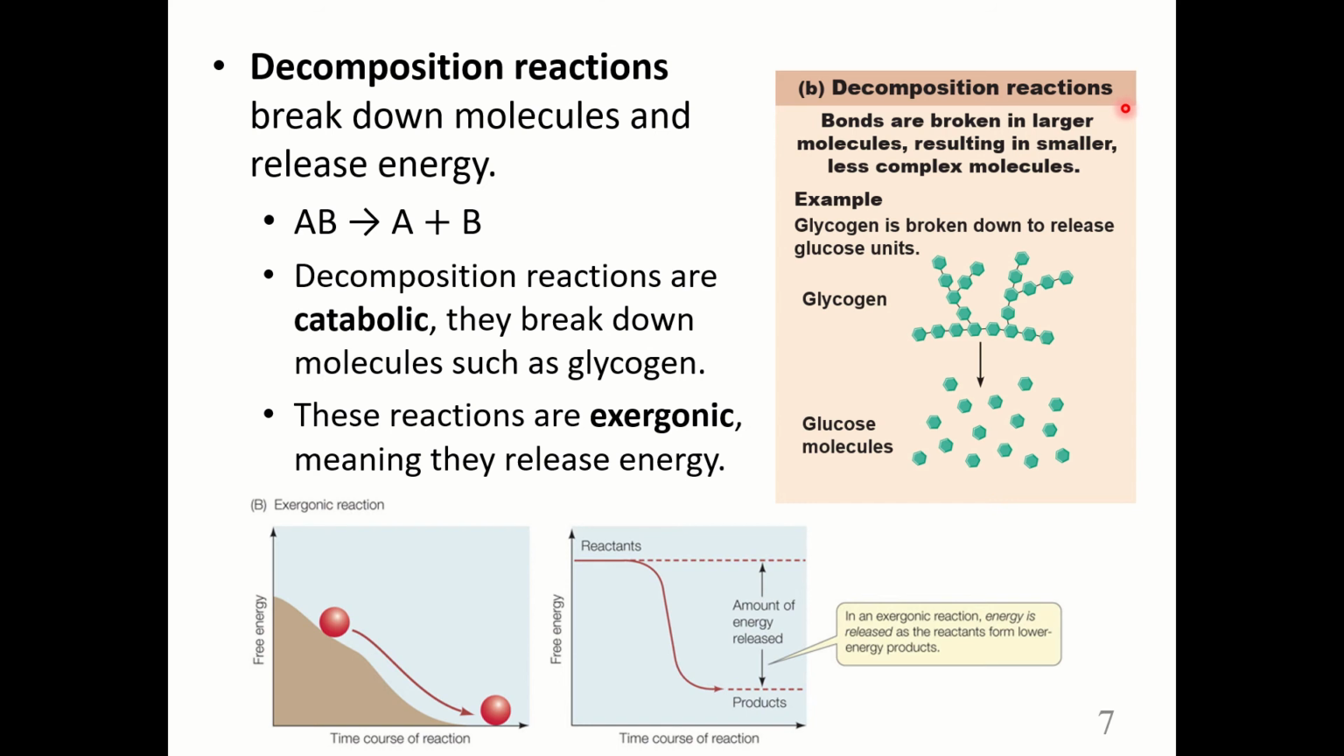In this example, decomposition reactions result when bonds are broken in large molecules, resulting in smaller, less complex molecules. In this example, glycogen is broken down to release glucose units. The glucose molecules can then go into a metabolic pathway to form ATP.